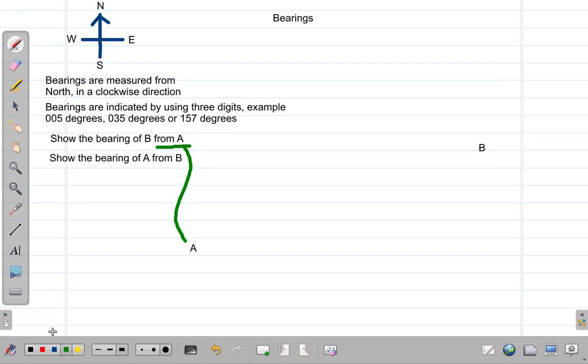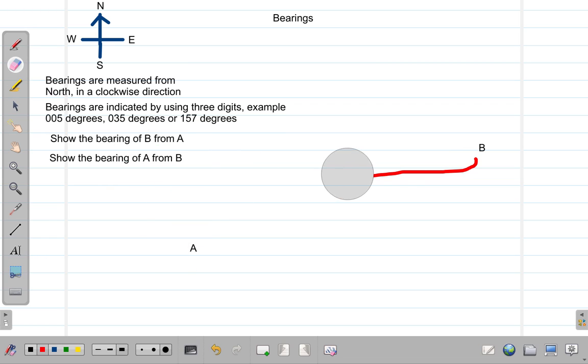Now as for the bearing of A from B, once you say from B, it means up here at B is where you're going to have your north line and the arc showing the angle. Right? So when you say from A, it means you show the angle at A. When you say from B, it means you show the angle at B. Alright?